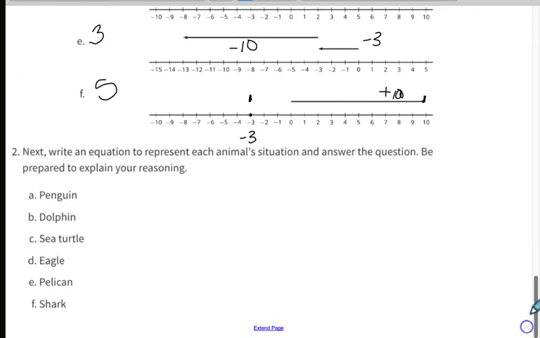All right, that should be the end of all of your unit lessons. Make sure to do the practice problems.